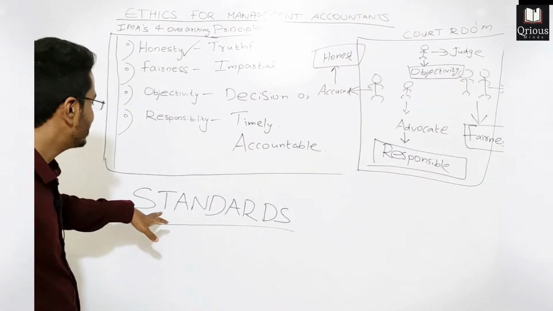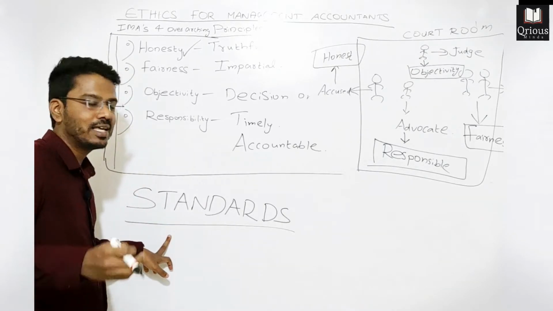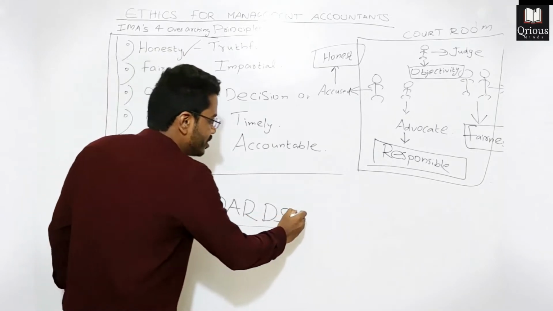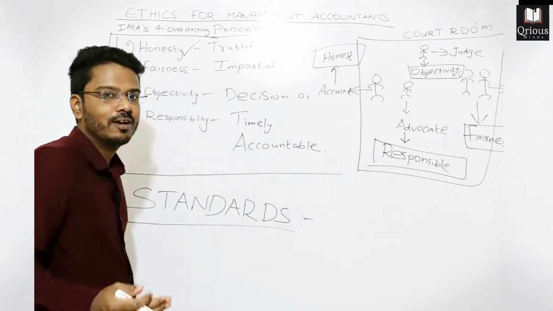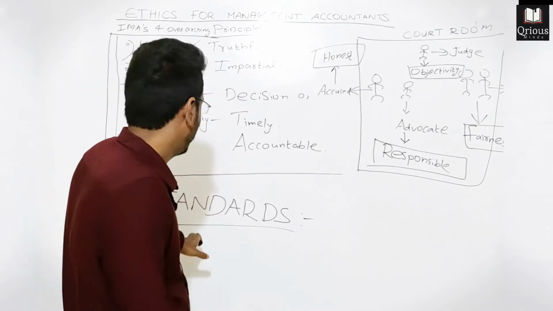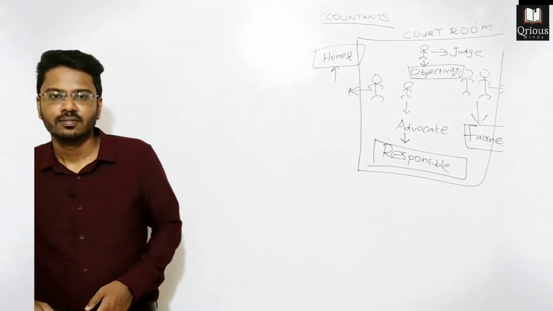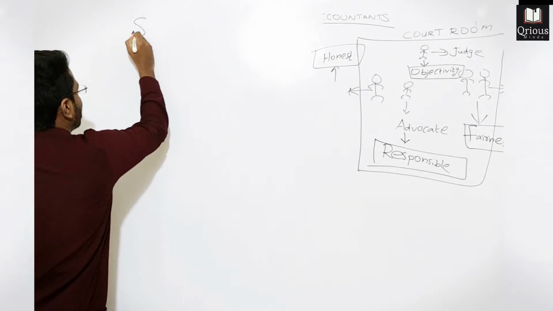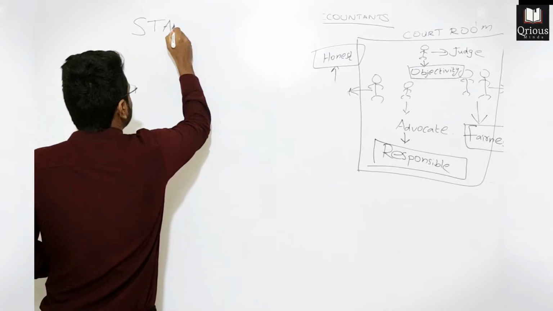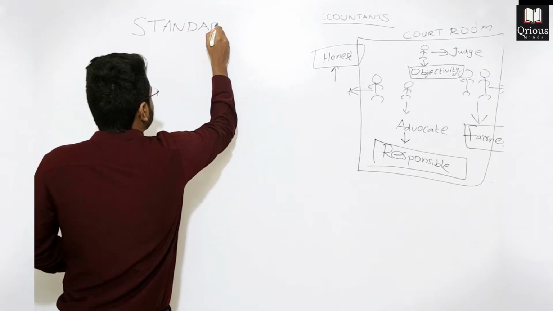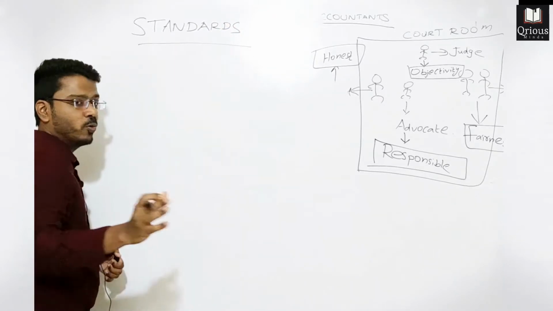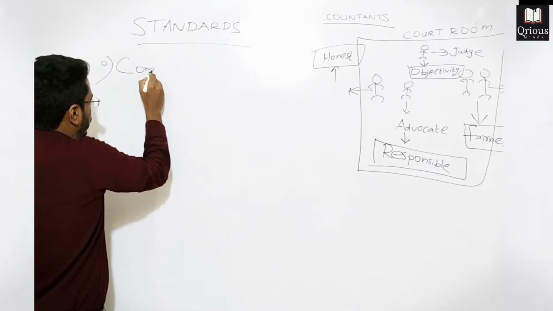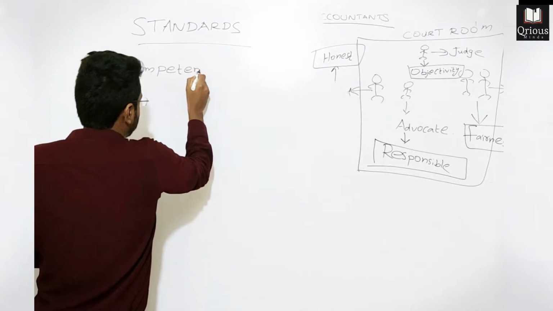Unlike principles, these are certain criteria that the members need to satisfy, and if the members do not satisfy those requirements, there will be disciplinary action. So let's get into the standards. IMA has provided 4 standards. Do you know what the first standard is? It's called competence.